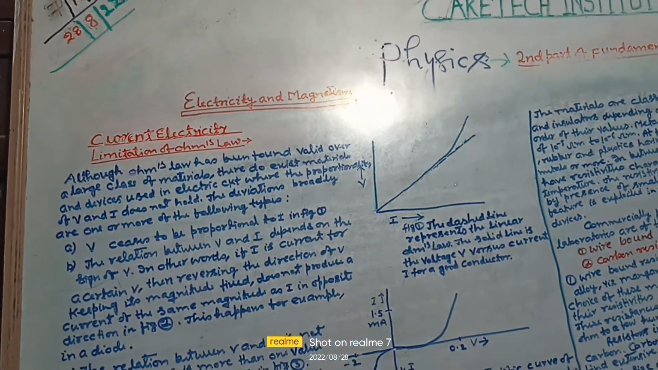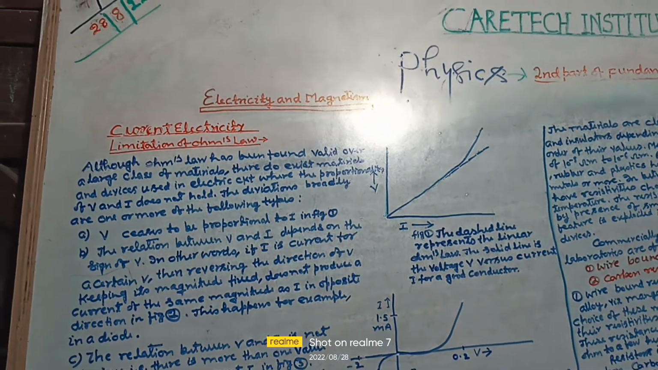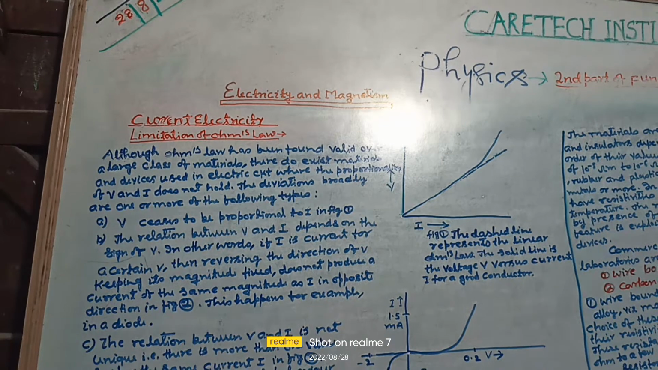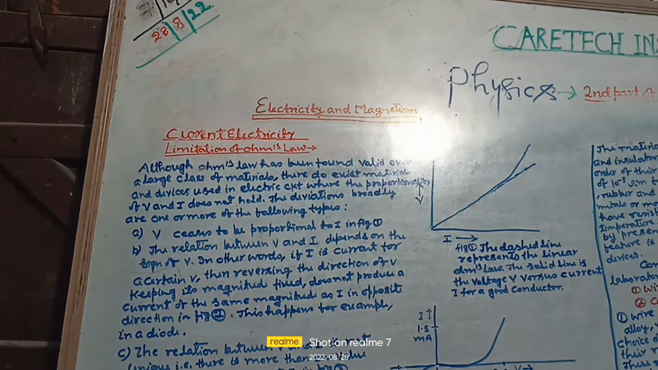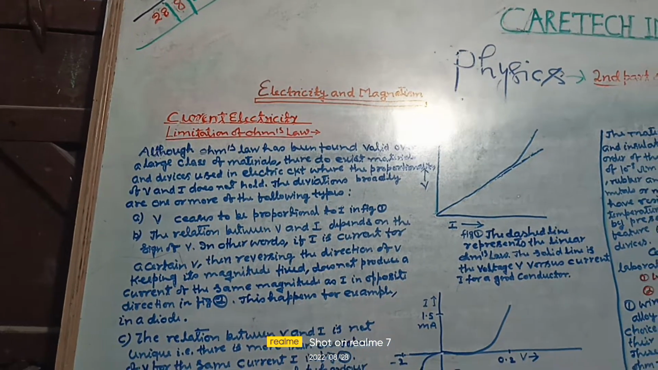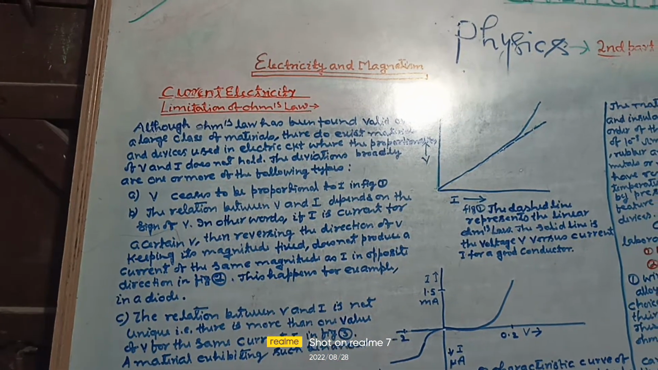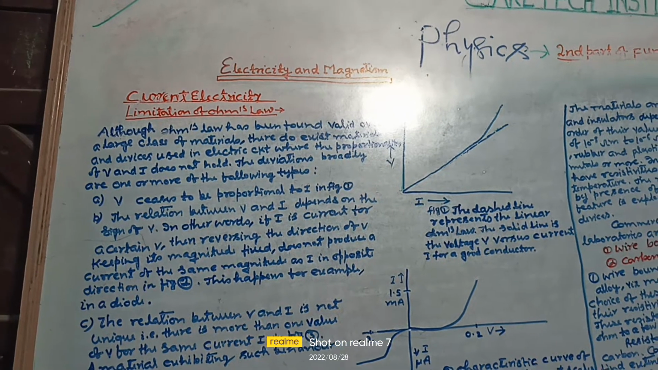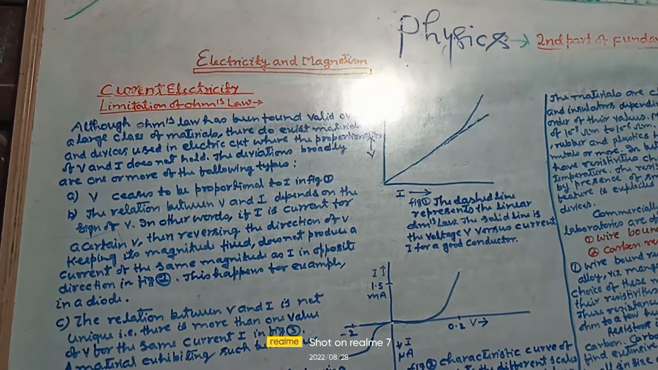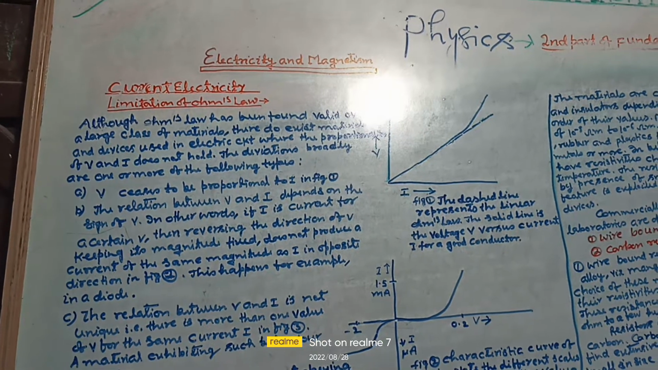Today we shall study about limitation of Ohm's law in current electricity. Although Ohm's law has been found valid over a large class of materials, there do exist materials and devices used in electric circuits where the proportionality of V and I does not hold. The deviations broadly are one or more of the following types.